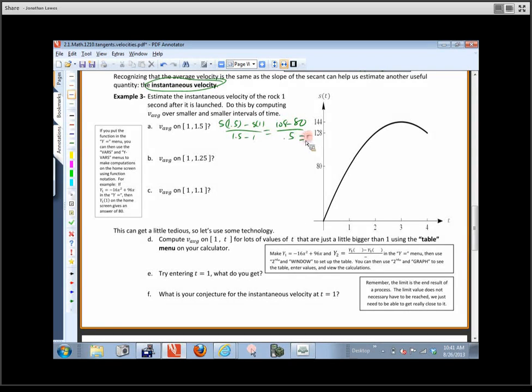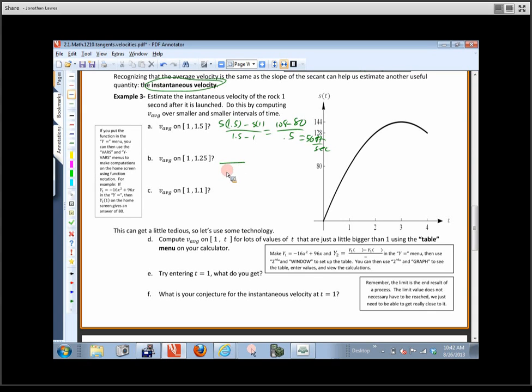We ended up with 56 feet per second. Okay, now we're going to break the class in half. Would you guys do the one for 1.25? And would you guys do the one for 1.1? So what we're doing is we're decreasing this time interval.